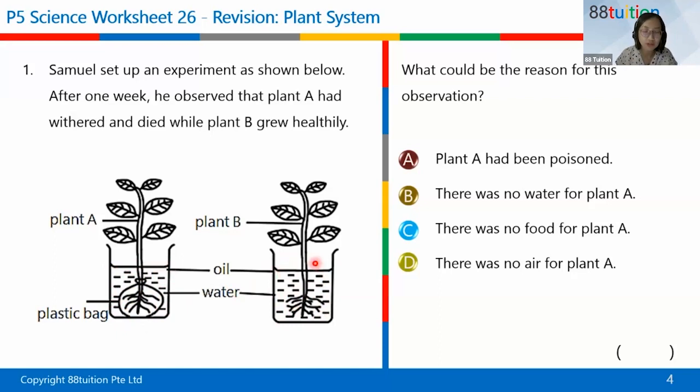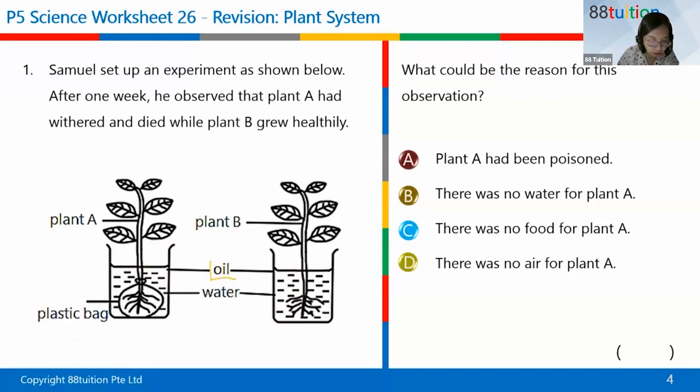Now my very first question to everyone, why on earth do they put oil on top? Is it to decorate the beaker? This is called a beaker. The container is called a beaker. Why do they put oil? Can y'all type into the chat? Anyone?